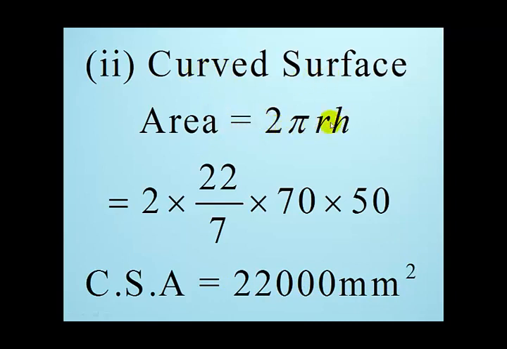So what you have to do is the substitution. Wherever you see pi, you substitute pi by the constant given, that is 22/7. And wherever you see r, that is the radius, you have to substitute the radius, that is 70 from the question. And the height from the question is equal to 50. So when we multiply 2 by 22/7 by 70 by 50, the answer is 22,000 millimeters square. So the curved surface area is equal to 22,000 millimeters square.